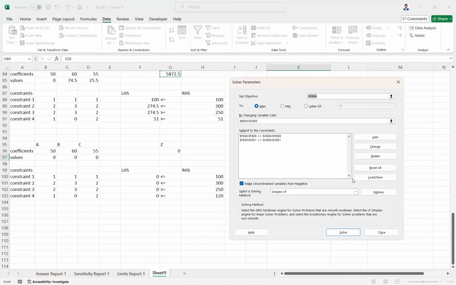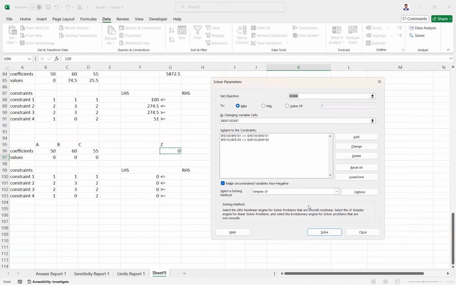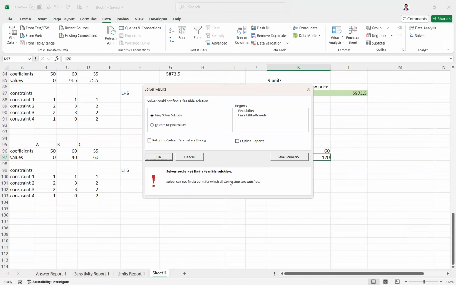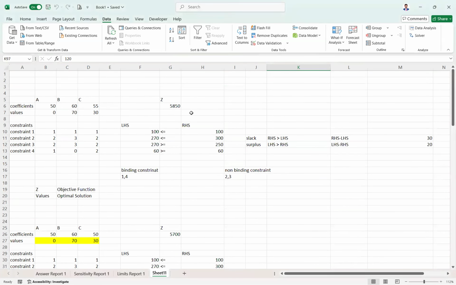What if at all 120 like this happens? We have to rerun the model again. Then let us add. See, solver could not find a feasible solution. So what you did now is called a rerun. Every time we are running the model. What is our model? This is our initial model. This is our first model. Every case we are rerunning it.